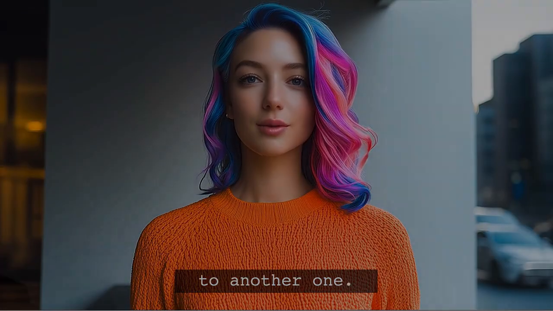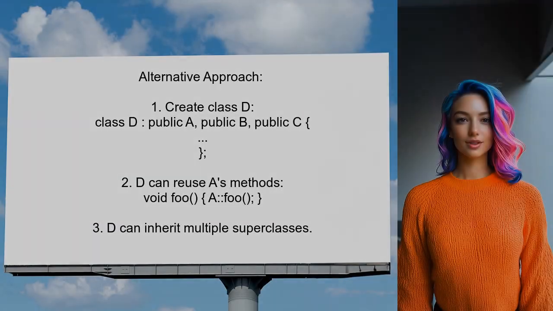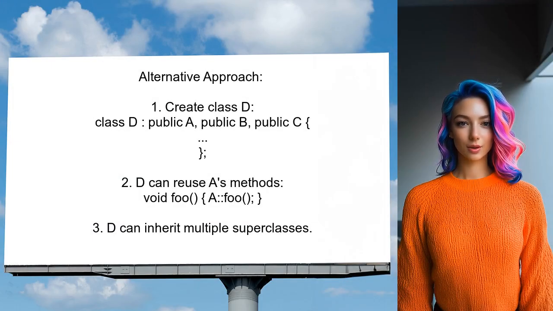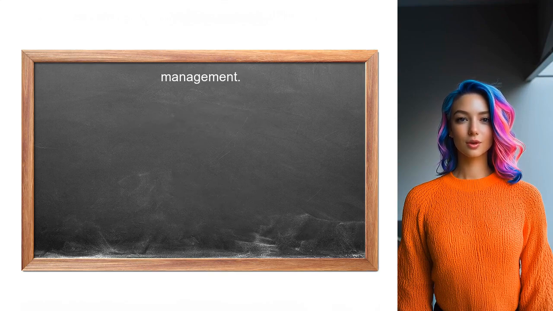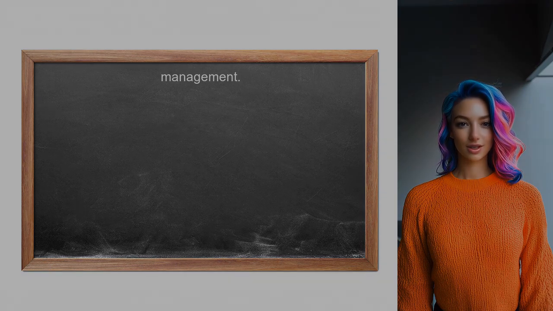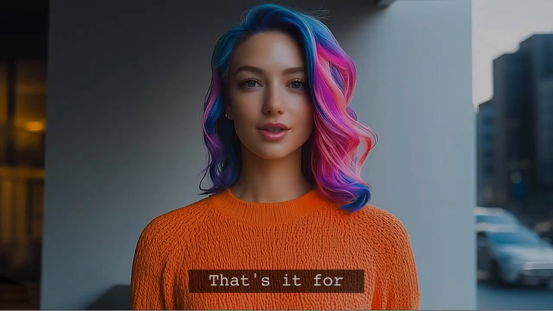Let's move on to another one. This user suggests that while you can't change class A directly, you can create a new class D that inherits from both A and your desired superclasses B and C. This way, D can behave like A while also incorporating the functionality of B and C. Alternatively, you can use composition instead of inheritance. By including an instance of A within D, you can call A's methods without directly inheriting from it. This avoids potential confusion between different code bases. That's it for that response.